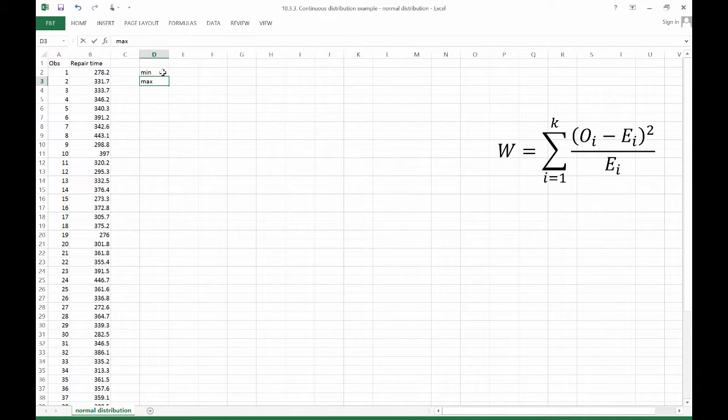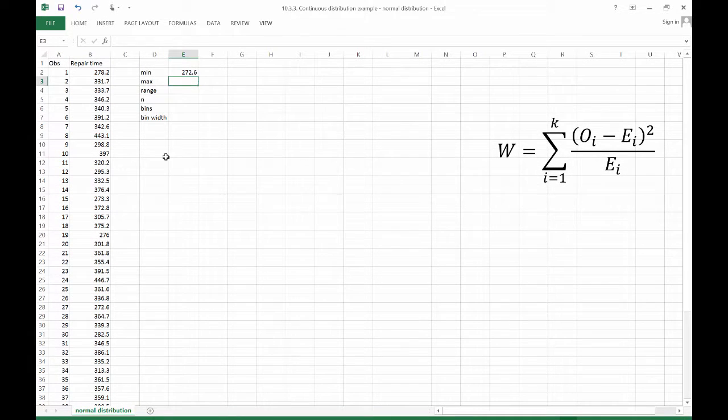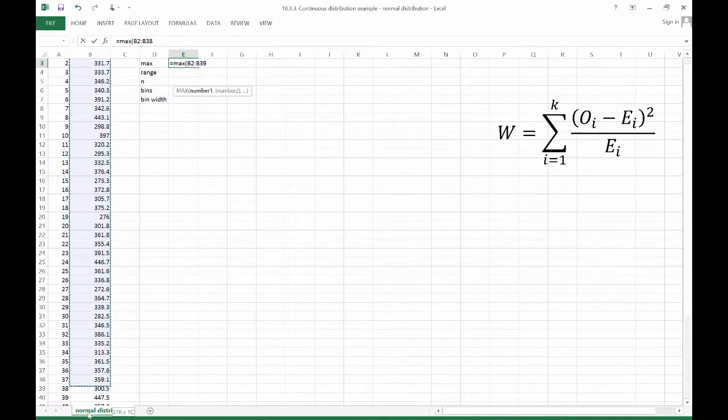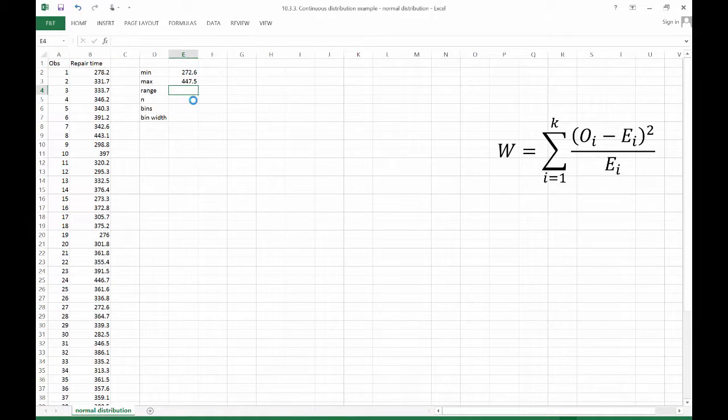Okay, so we want to highlight a few different things here: the min, the max, the range, the number of observations, the number of bins, and what that bin width should be. So let's first find the minimum value. We're going to use the min function for these 50 observations. And we find the minimum repair time was 272 time units. And the maximum is 447.5.